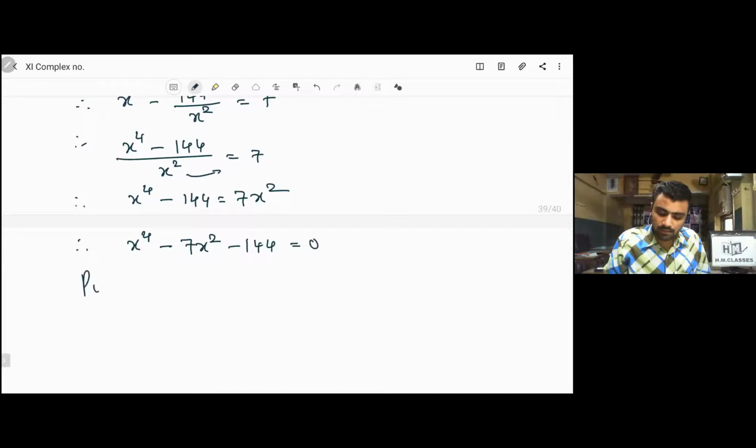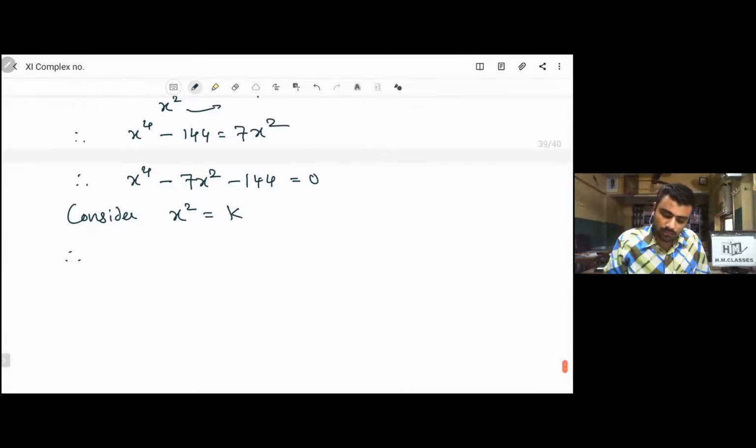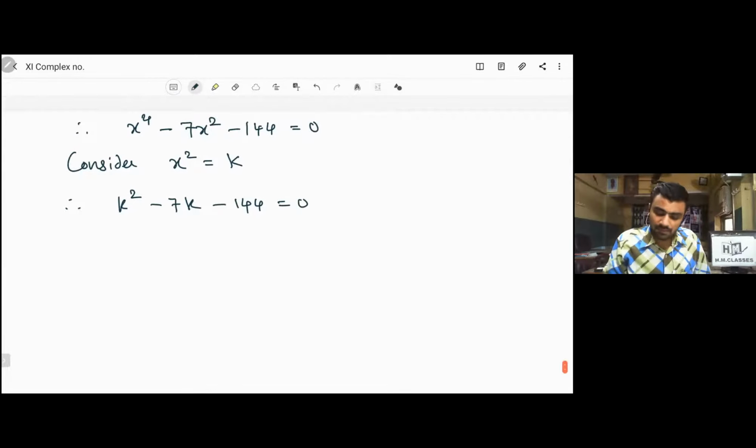Now we will consider, assume k in place of this x square. Assume it k, and therefore this becomes k square minus 7k minus 144 is equal to 0. Now it has come in the form of a quadratic equation.